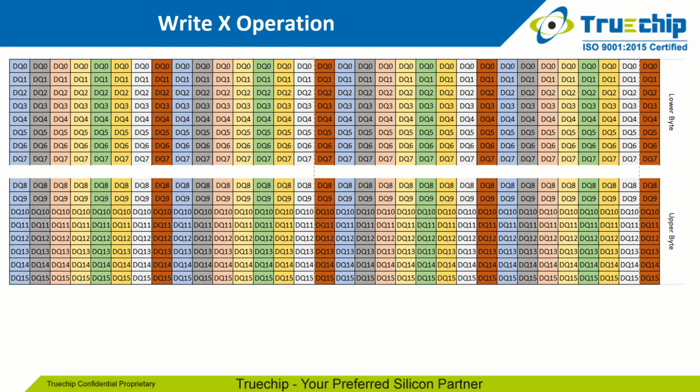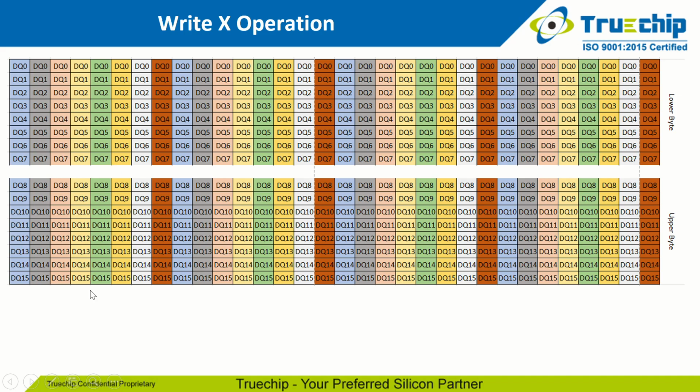So let's go with an example for the Write-X operation. Here we can see that the DQ is divided into lower byte and upper byte sections, where the lower byte comes up with DQ 0 down to 7 and the upper byte with DQ 8 down to 15. In this diagram, we can see the DQ data are the same for each burst in lower and upper byte, due to which it asserts the Write-X operation signal.